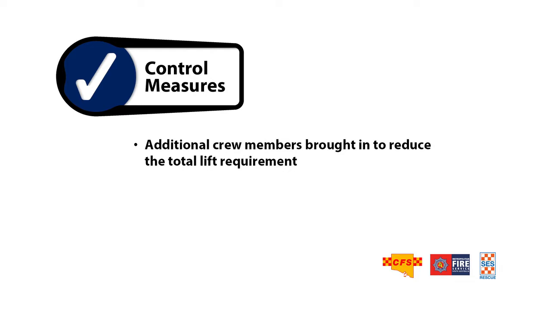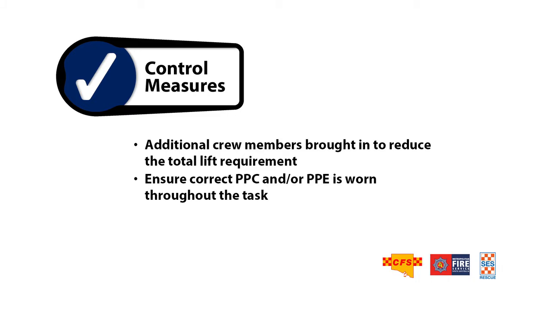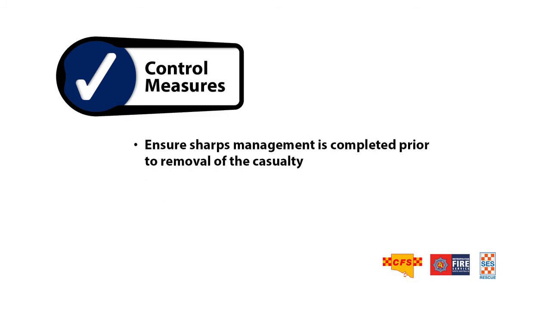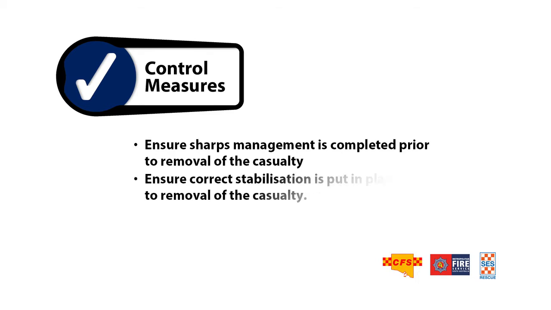Control measures to employ are: additional crew members brought in to reduce the total lift requirement. Ensure correct PPC and/or PPE is worn throughout the task. Ensure sharps management is completed prior to the removal of the casualty. Ensure correct stabilisation is put in place prior to the removal of the casualty.